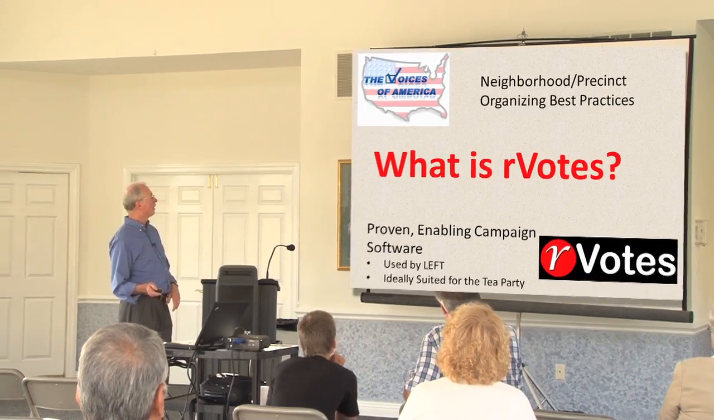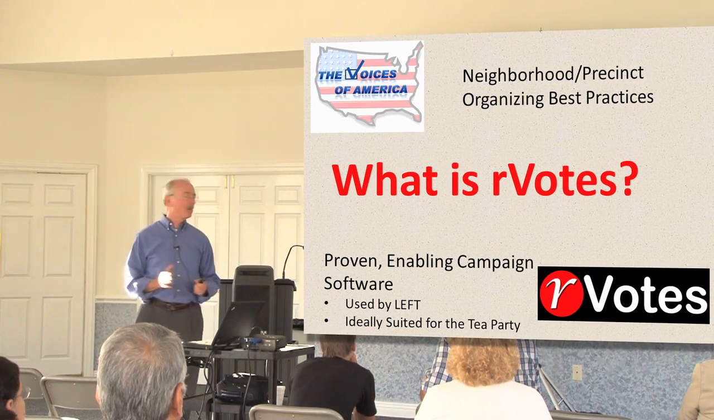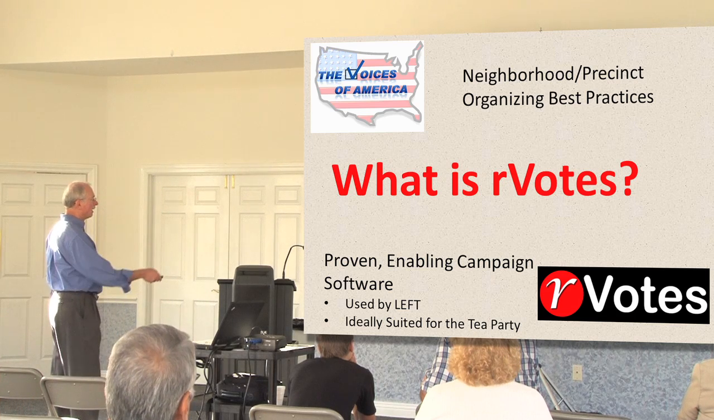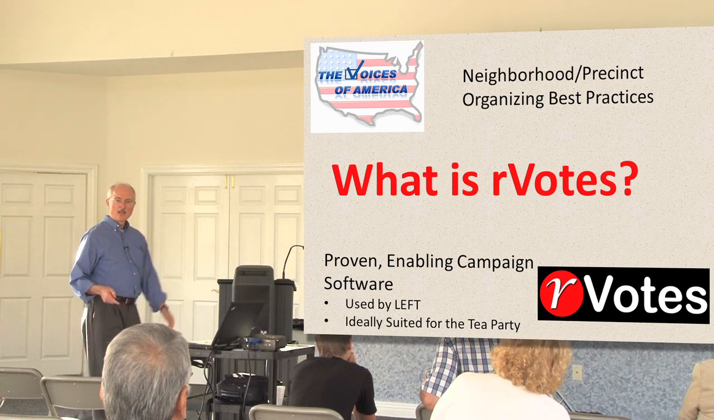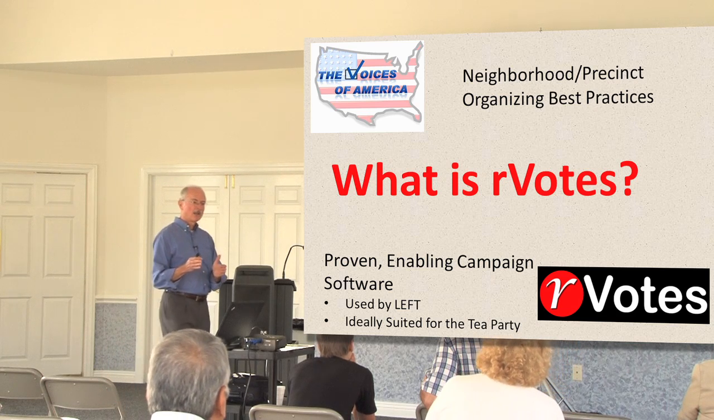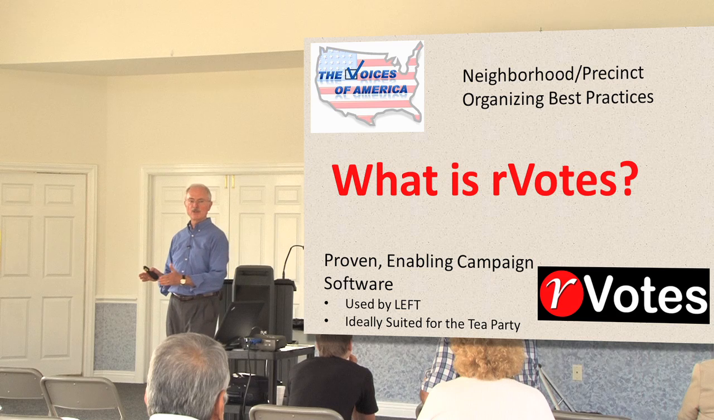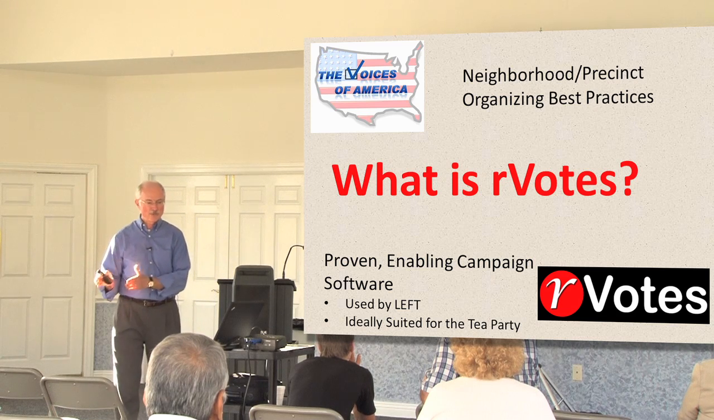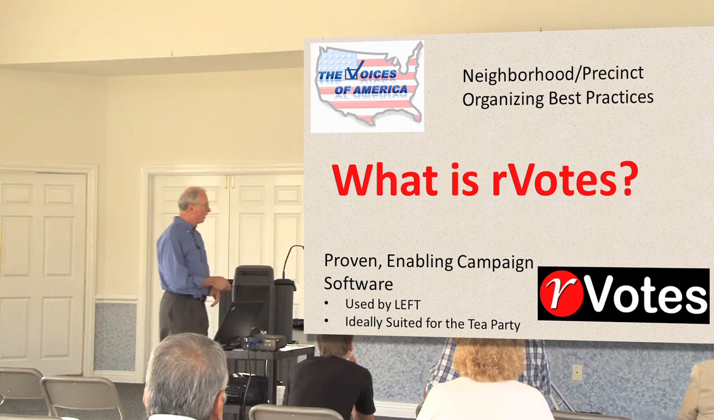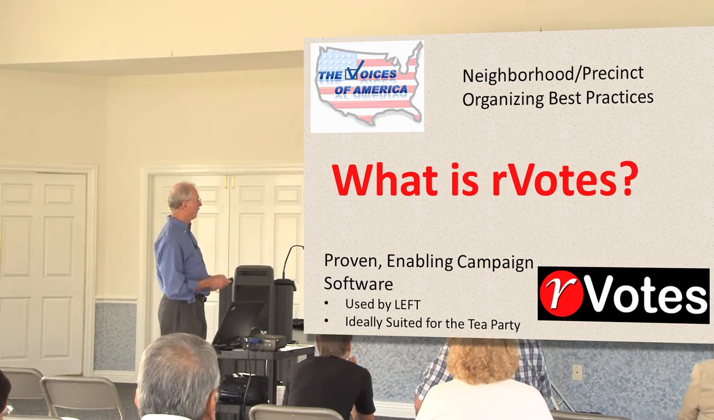So let's get into rVotes. rVotes is literally a full campaign suite that's been used by the left, i.e. the Democratic National Committee is using the precursor to rVotes in all 50 states. Organizing for America is using rVotes precursor everywhere. And it's ideally suited for the Tea Party. And I'll explain all of this as I continue.